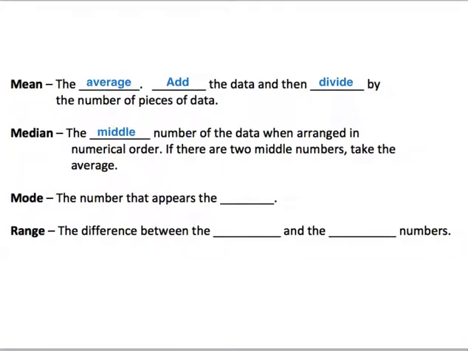The median is the middle number of the data when it's arranged in numerical order, from least to greatest. If there are two middle numbers, then you have to take the average of them, and the average would be the median. The mode is the number that appears the most often. And range really just means the difference between the largest and the smallest numbers in your list.